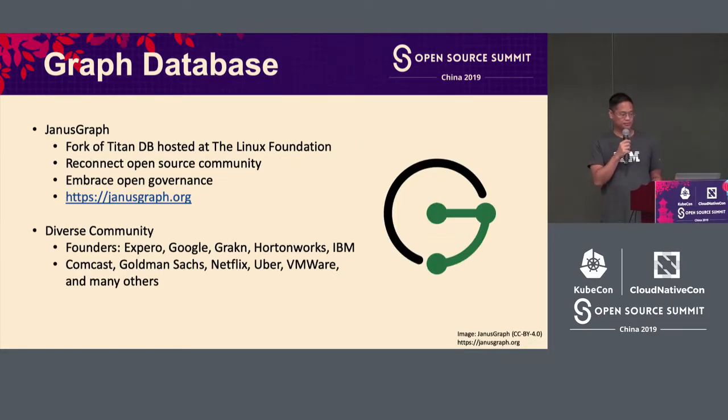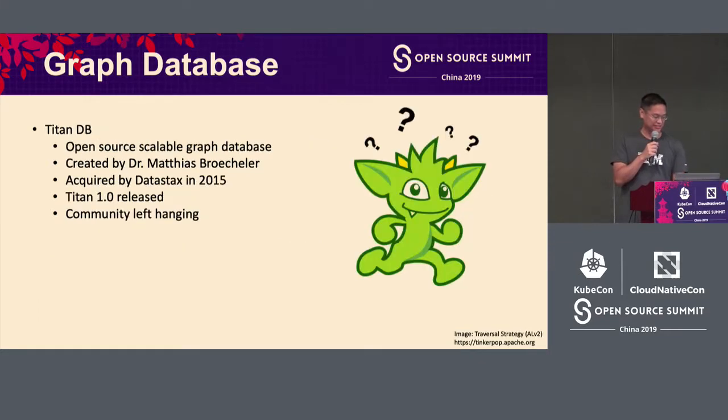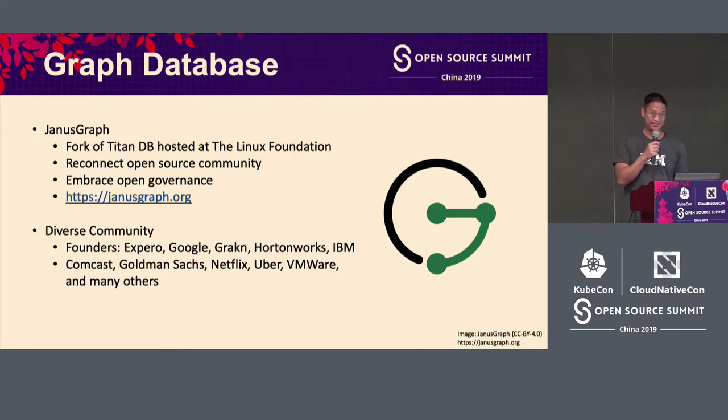I should mention that DataStax Enterprise Graph was an enterprise commercial license only. So we got together with some partners, and we made a fork of the Titan graph database and turned it into JanusGraph at the Linux Foundation, as I mentioned, in 2016. Really, the goal here was to reconnect the open source community and embrace open governance. Since we were hosted at the Linux Foundation, no single company controlled it anymore, and we can just move together as we were before.